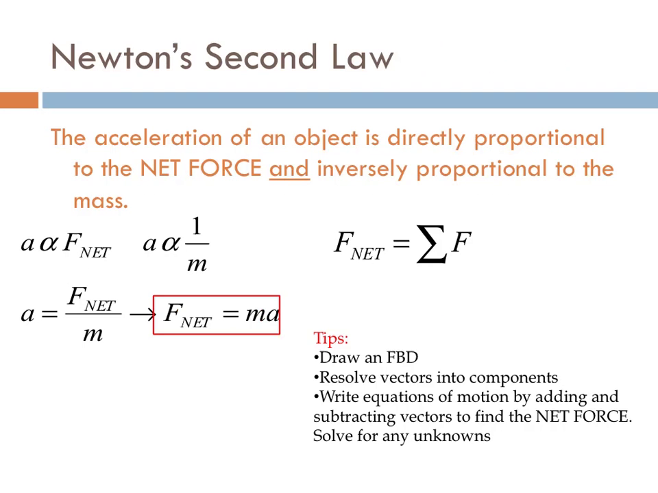Remember that the acceleration of an object is directly proportional to the net force and inversely proportional to the mass. So here we're seeing these symbols that represent proportionalities, these little fish symbols here. Again, it's telling you that acceleration is proportional to your net force, and acceleration is inversely proportional to mass. When you say inversely proportional, you're saying 1 over.